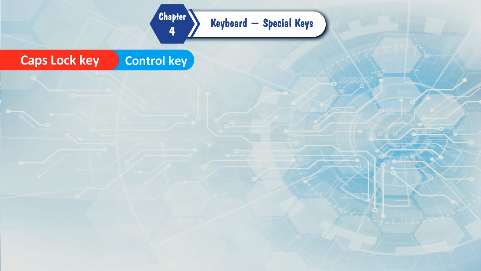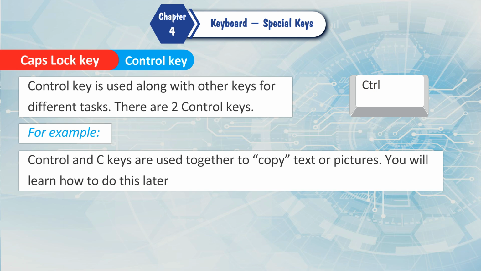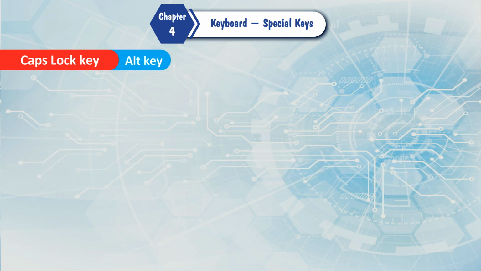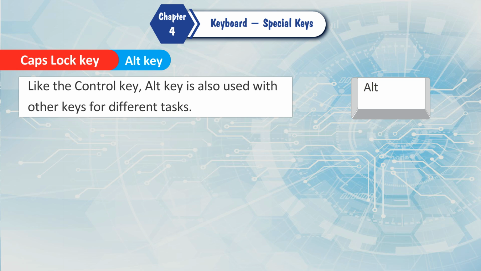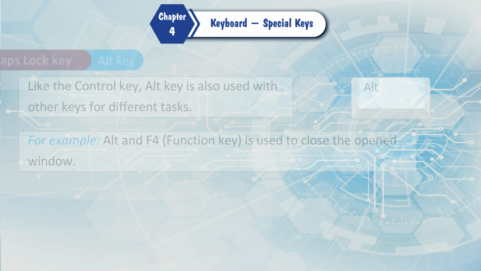Do you know the control key? Control key is used along with other keys for different tasks. There are 2 control keys. For example, Control and C keys are used together to copy text or pictures. You will learn how to do this later. Alt key. Like the Control key, Alt key is also used with other keys for different tasks. For example, Alt and F4 function key is used to close the opened window.